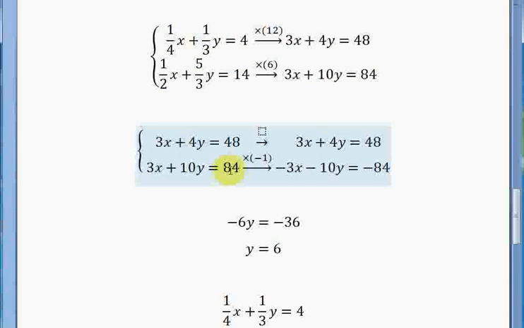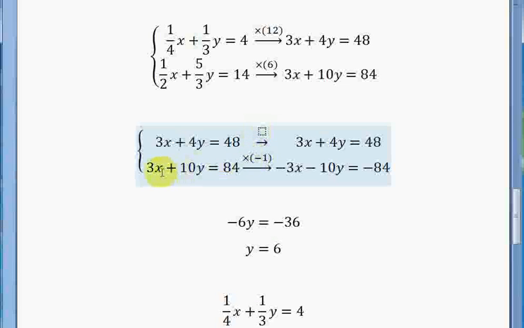Now I'm just going to pick it back up with what I've been doing. I'm going to try to make a variable opposite. Well, in this case, my x's, they're both 3's. So really I just need to change one of them. So I'm going to leave the top one alone this time. I'm going to multiply the bottom one by -1. I could have multiplied the top one by -1 as well. It didn't matter. In this case, I'm just going to do the bottom one.